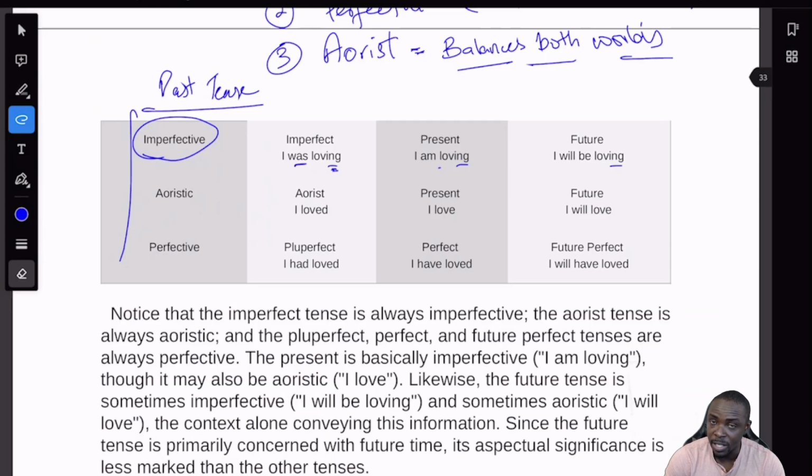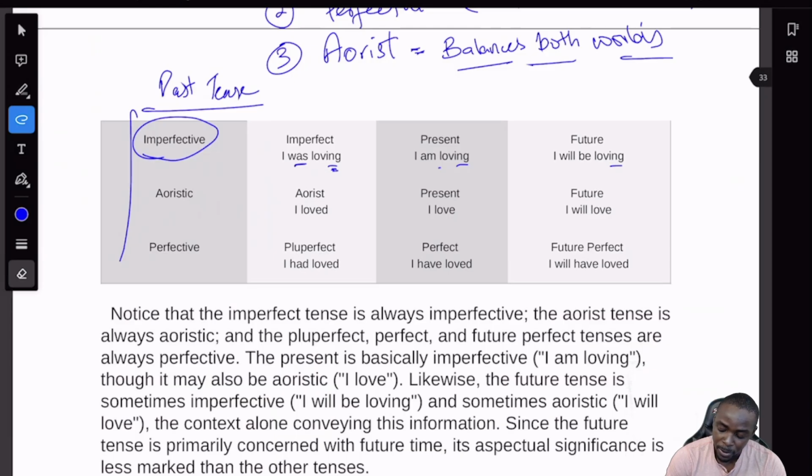If you say was, you're dealing with the imperfect to some degree. If you say loved, you're dealing probably with the aorist, right? I will love, I will be loving. It's very close, isn't it? But the context will be a guide, because there is an overlap.